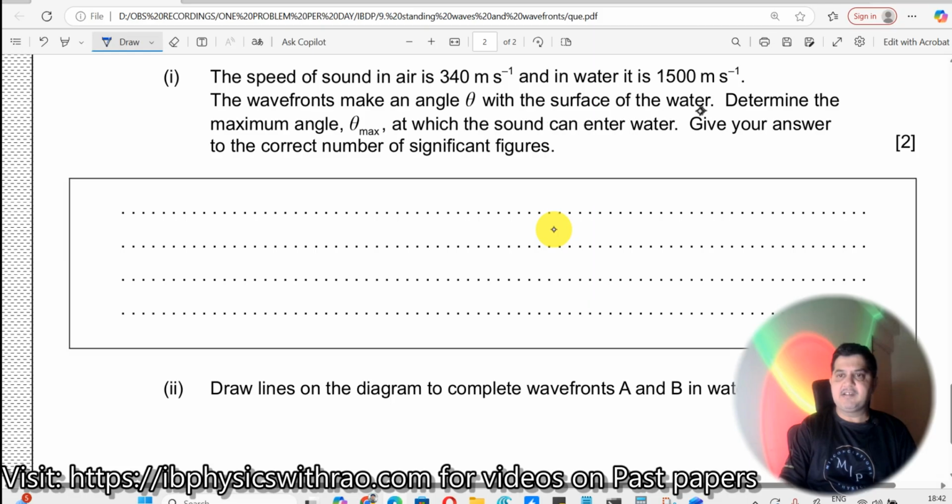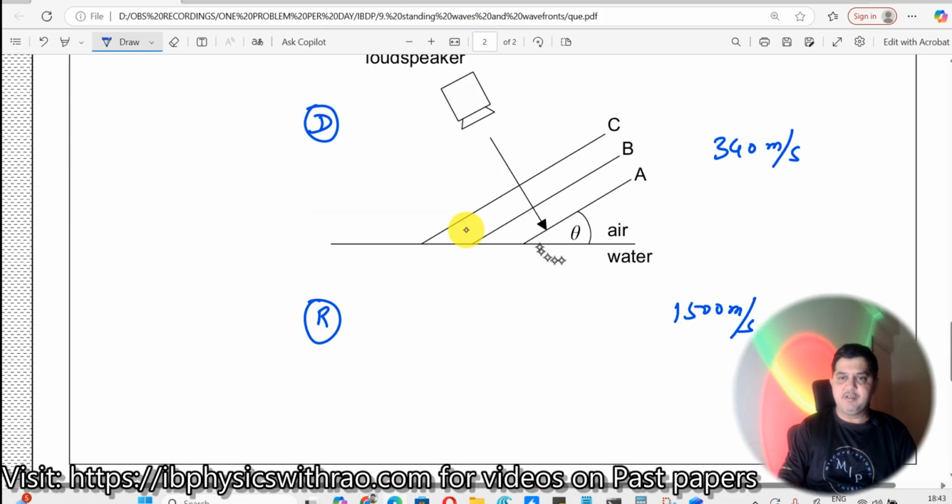Wavefronts make an angle theta with the surface of the water. Determine the maximum angle theta max at which the sound can enter water. Maximum angle. Okay, so initially, see, this is your wavefront angle. Now if I want to get the ray angle, because you have learnt all this in rays only, what I will do is I'll first draw a line like this. What is this? This is your normal. If this angle is theta, this angle should also be theta. Right? If that angle is theta, this is 90. This should be 90 minus theta.